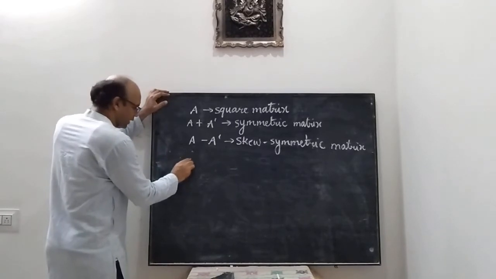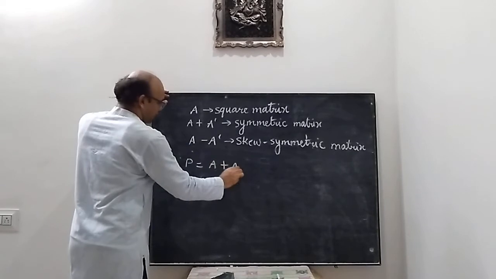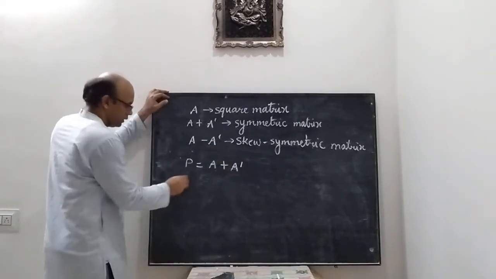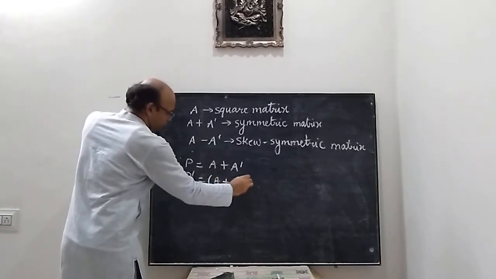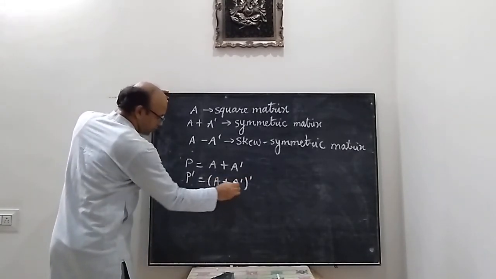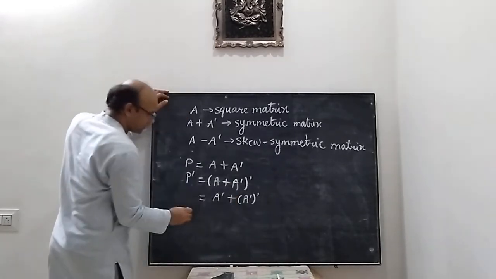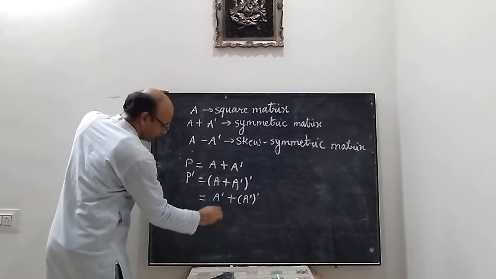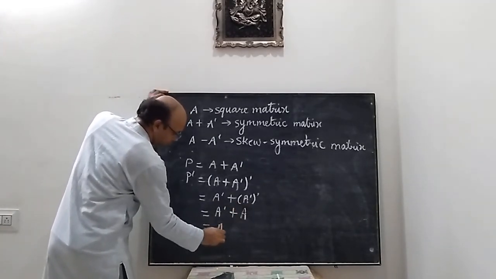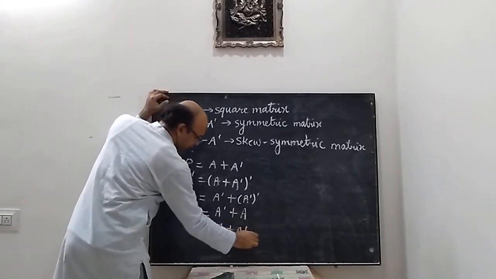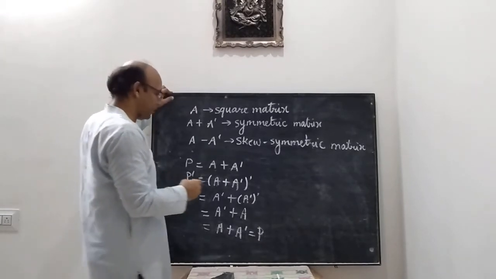You can simply take, say, P is equal to A plus A transpose. Now you take the transpose of this, you have (A plus A transpose) whole transpose. We use the property that (A plus B) whole transpose is taking the transpose separately, using the first property and the commutative property of addition of matrices. So we have P is a symmetric matrix.